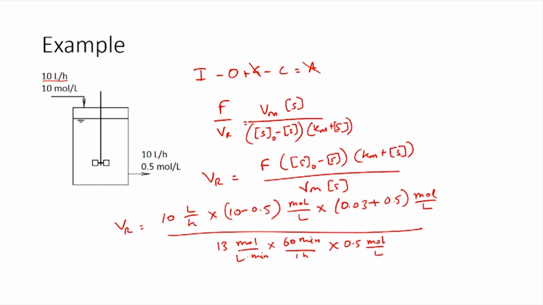So, now these liters cancel off and this mole cancels off, this mole also cancels off, and we have these 2 liters getting cancelled off and the hour terms getting cancelled off. So, finally, we get dimensions of liters, which would mean the volume can be calculated from here as Vr equals 0.129 liters. So, this would be the volume of the reactor which is required for getting 95% conversion of the substrate which is being fed.